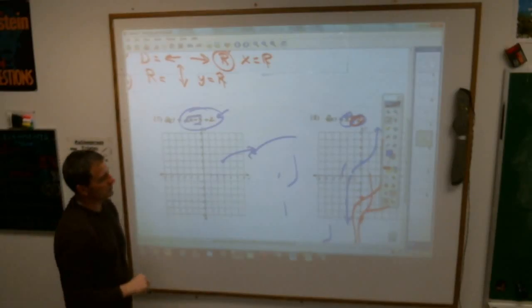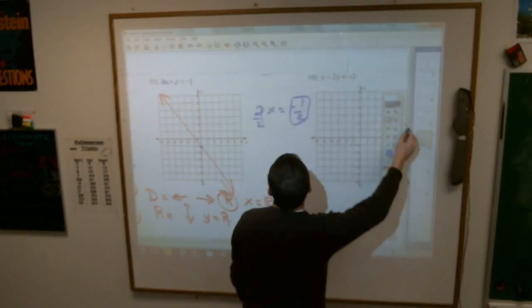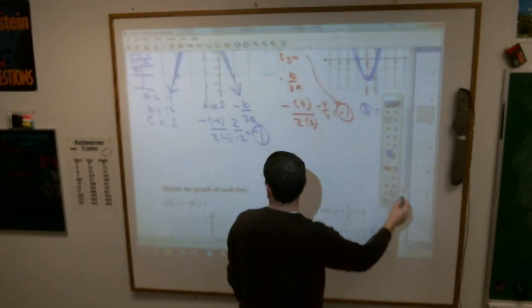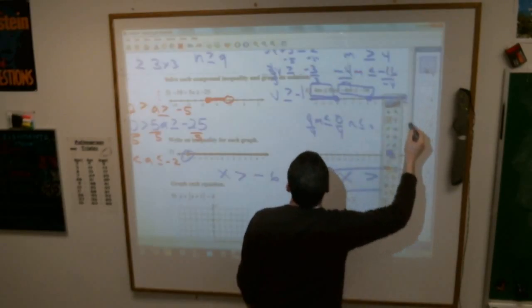Was there no absolute value ones in here? Or are they on the next page, or where'd they go? What did I miss? Nobody? They were on the first page?